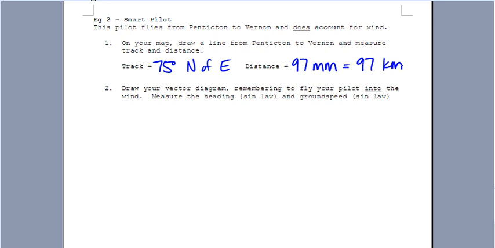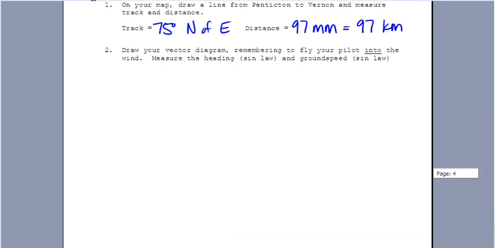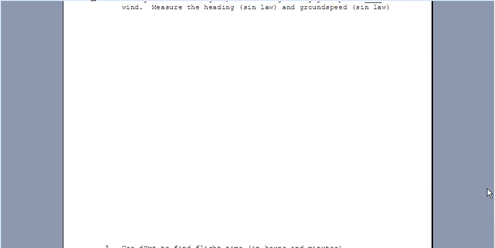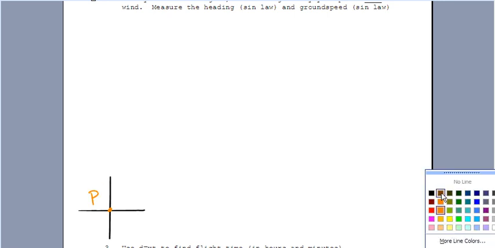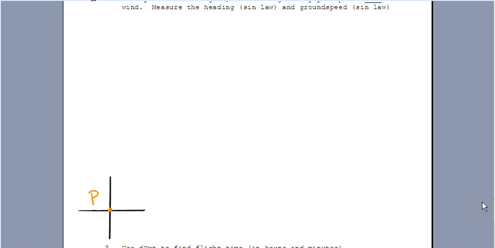Now we can start our diagram. We know that we're flying north and east. So to have a nice big diagram, I want to go sort of down and to the left of my page here. So I'm going to have this represent Penticton. So there's my Penticton spot, and I'll mark that with a P for Penticton. And we're going to have this pilot fly at 75 degrees north of east. You don't have to measure with your protractor, but make the angle look sort of like 75. So maybe something like that.